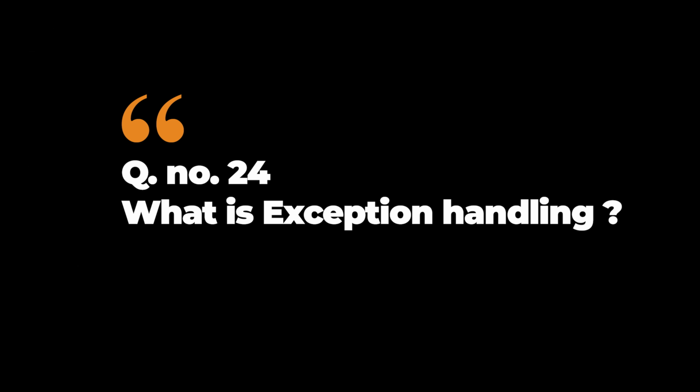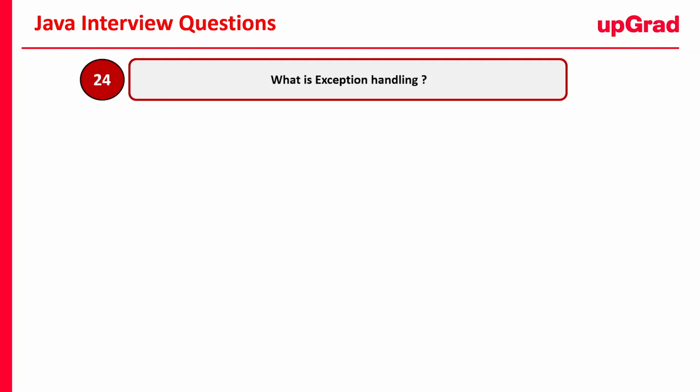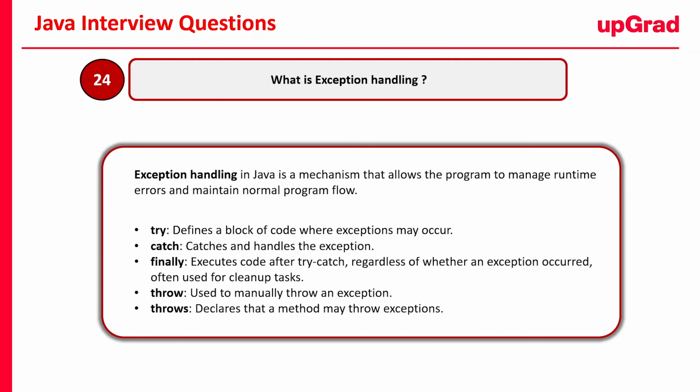Now coming to question number 24, which is what is exception handling? When you're asked about exception handling in Java, the interviewer is testing your understanding of how Java manages runtime errors. To explain this answer, start with: exception handling in Java is a way for the program to manage errors that happen during runtime. It helps the program deal with these errors smoothly without crashing.